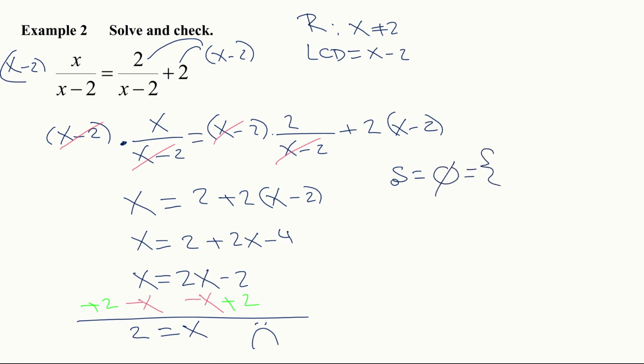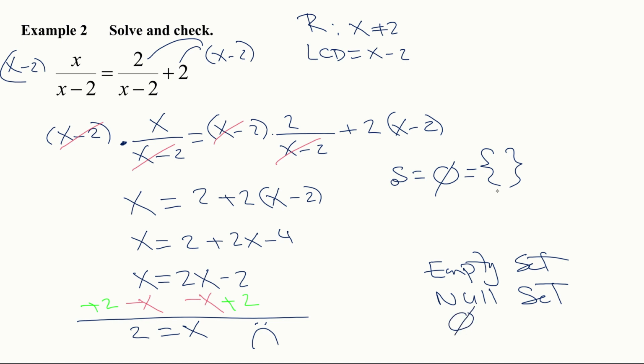Remember, you can also write that just using braces and putting nothing inside the braces. That's also another way of indicating the empty set. And another name for it is the null set, N-U-L-L. So you can say the null set, the empty set. You can use this symbol, or you can use just braces with nothing inside. They all mean the same thing. The solution set is empty because there is no solution. All right, so please make sure you understand that, and we'll move on.